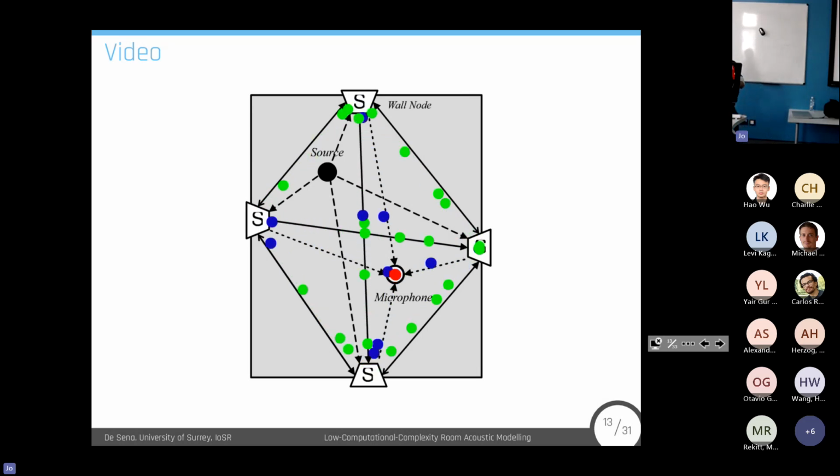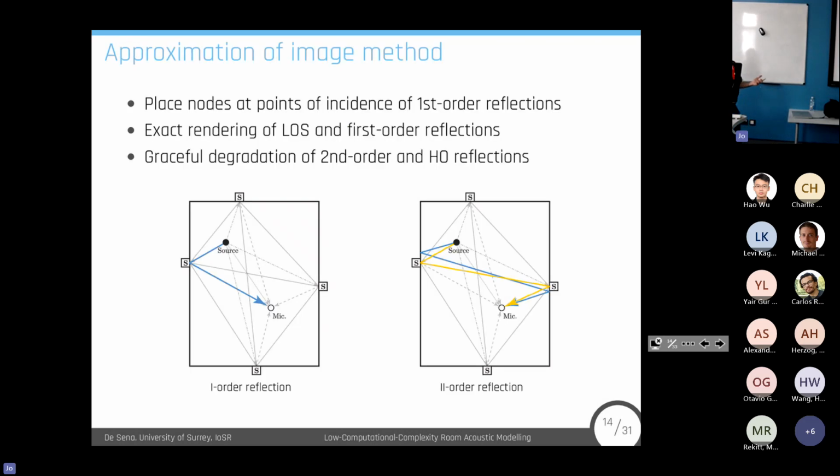But yeah. Okay, cool. So something I didn't tell you is, where are these nodes positioned? Well, we don't position them just anywhere. We position them exactly where the first order reflection happens, in such a way that one of those impulses travels exactly the same time as a first order reflection. So that ensures that you have first order reflections that are exact from the timing perspective.